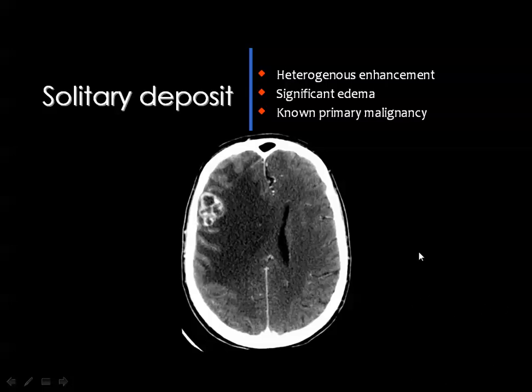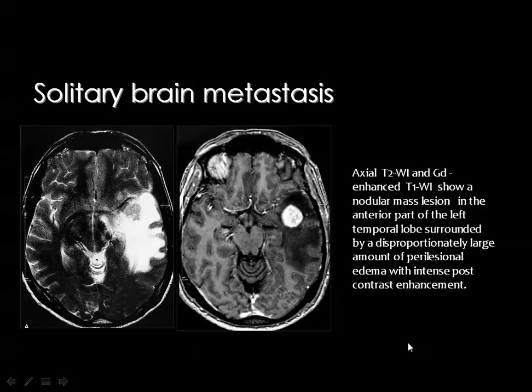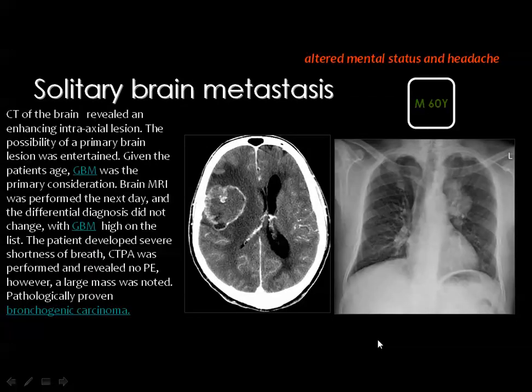And if there is a known primary, the diagnosis is easy. If not, the diagnosis will be reached either by metastatic workup or by biopsy. And this is T2. There is a lesion surrounded by evident perifocal brain edema. After contrast injection, the lesion showed almost homogeneous pattern of enhancement surrounded by extensive perifocal brain edema.